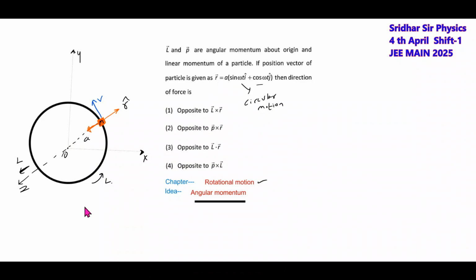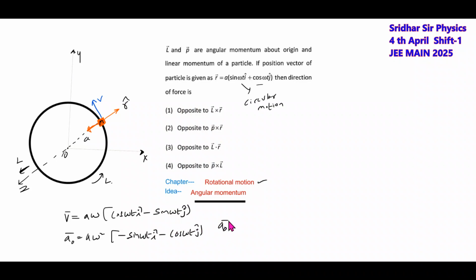Then it is asking about the force vector, how it will be directed. Now we'll differentiate this one. dr by dt gives the velocity vector, which will be a omega cos omega t i cap minus a omega sine omega t j cap. The acceleration a, which is a omega square times minus sine omega t i cap minus cos omega t j cap. If you take the minus sign common, this will become minus omega square r bar.